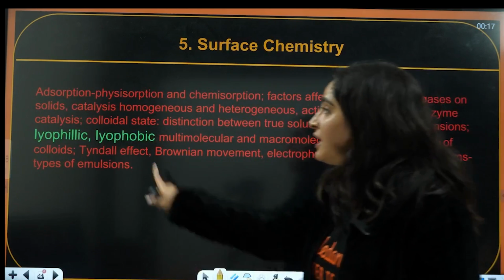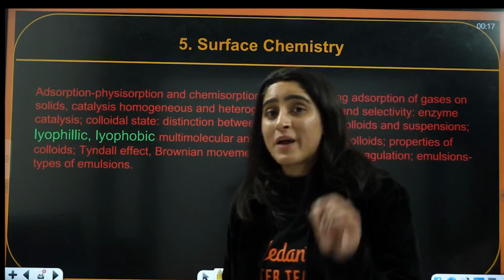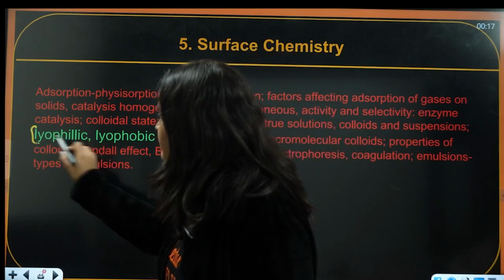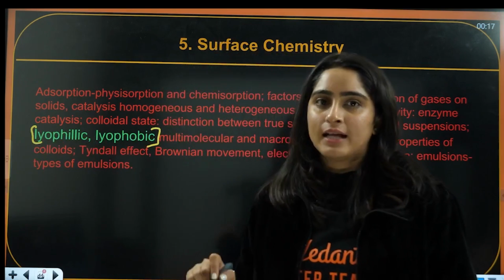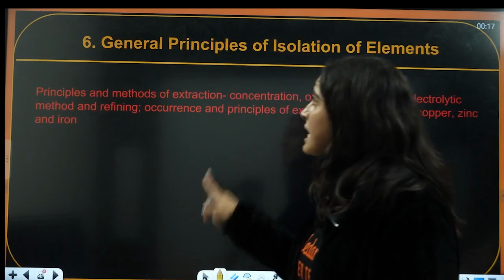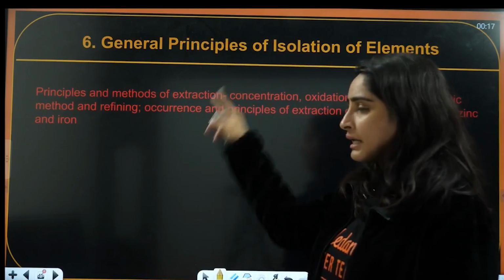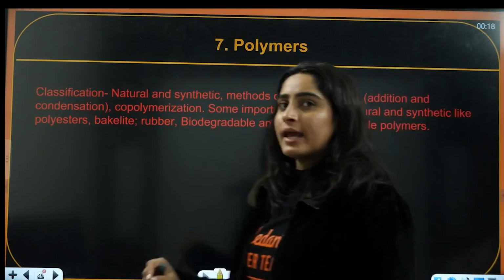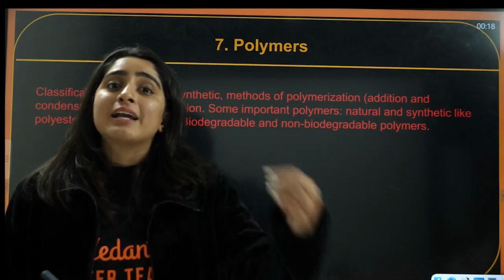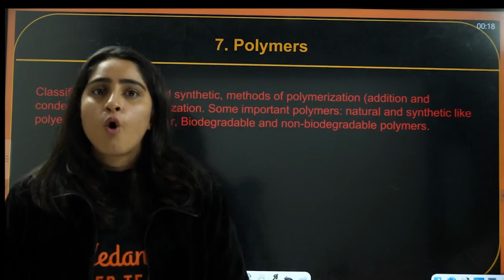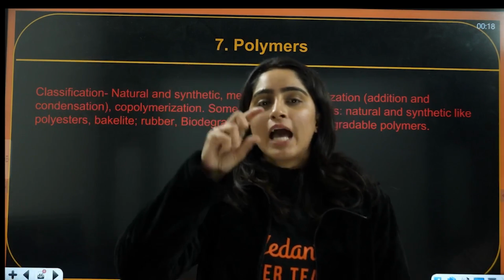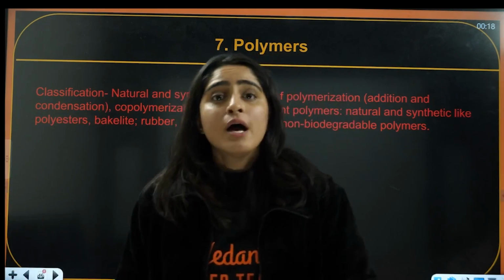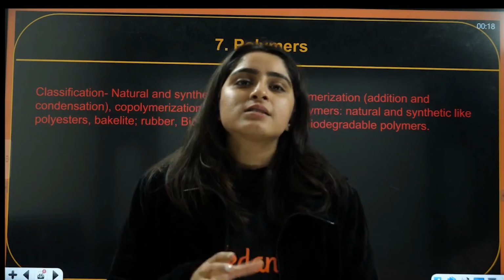As I told you, lyophilic and lyophobic sols have been specially mentioned in your syllabus, right? Okay, so do these two things from surface chemistry in detail. That's it, right? Next is general principles of isolation, completely removed from your syllabus. Polymers, just do one thing. You must know the polymers that are derived from alkenes. That's it. Also because they have mentioned polymerization in hydrocarbons.